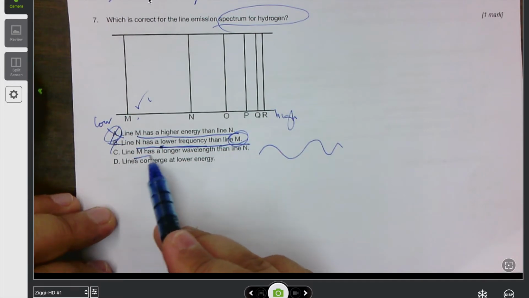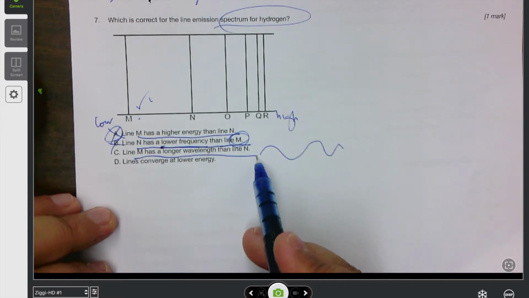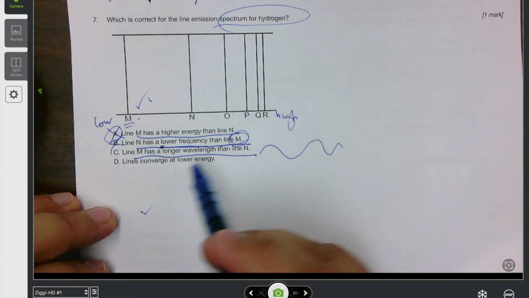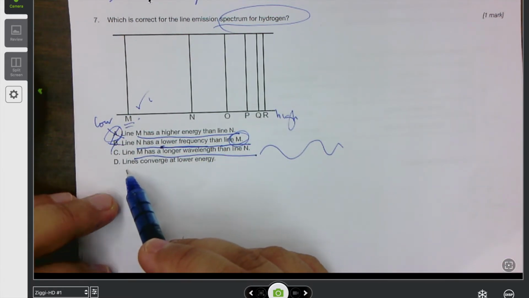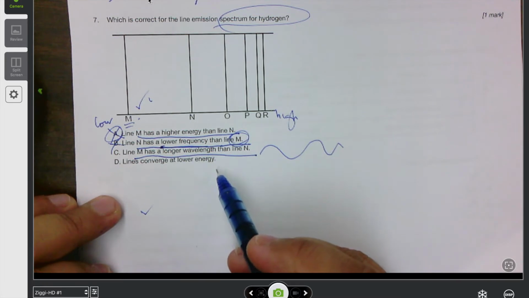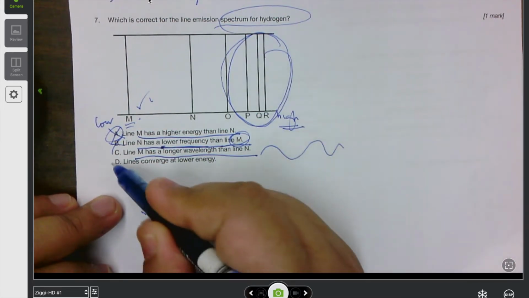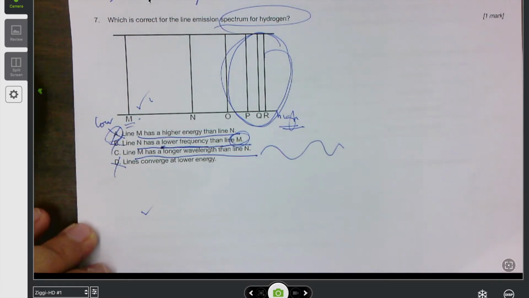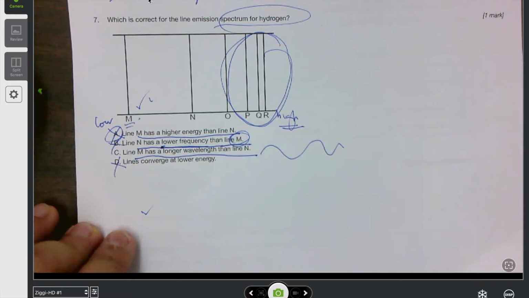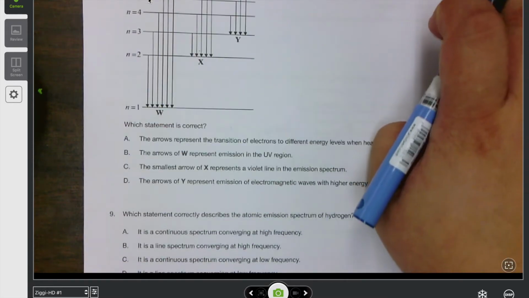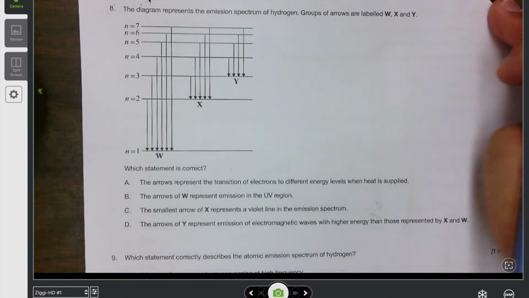C. Line M has a longer wavelength than N. It's kind of correct. This is a long wavelength. Then D. Lines converge at lower energy. No, lines converge where? At higher energy. So the correct answer is C. Okay. All right, number 8. Skip, go.